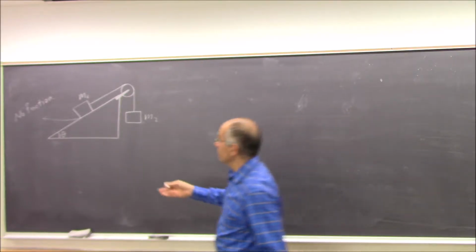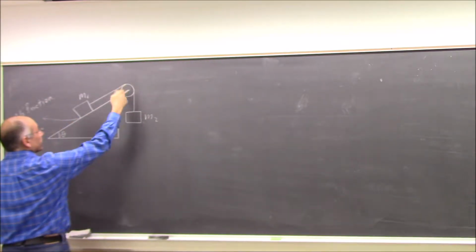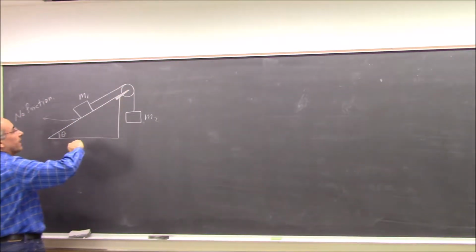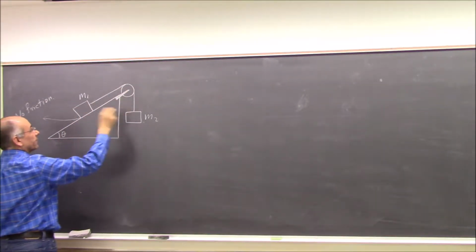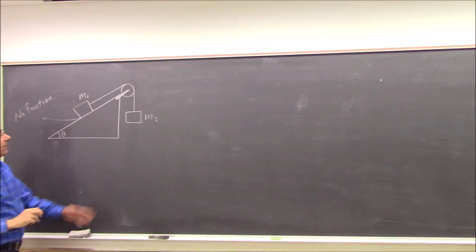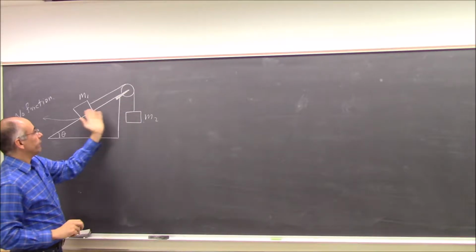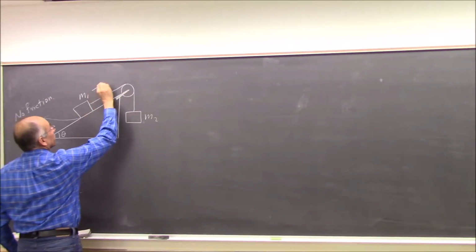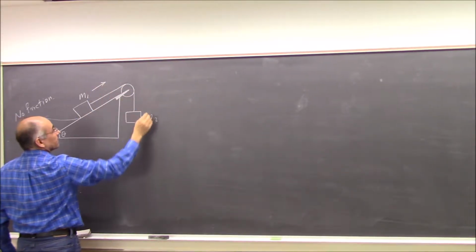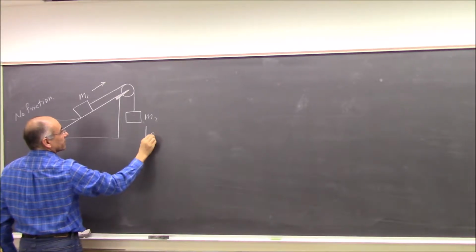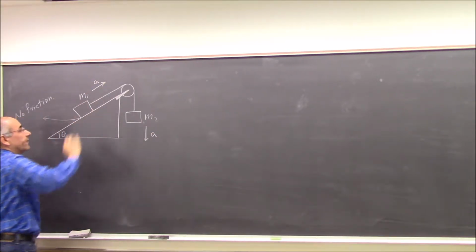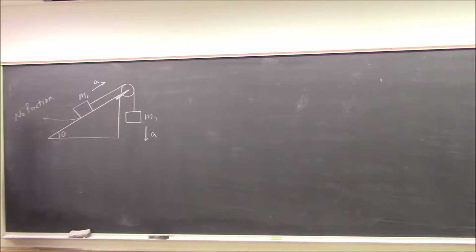So we have this frictionless ramp with a frictionless, massless pulley. M1 and M2 are connected like this. M2 may accelerate downward or upward. Suppose the positive direction is this way. Therefore, this accelerates downward, and this accelerates up the ramp in the same way. We want to find the acceleration.